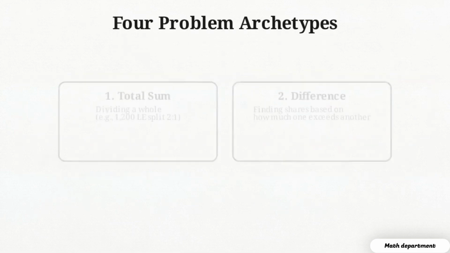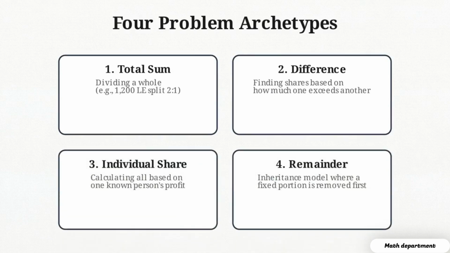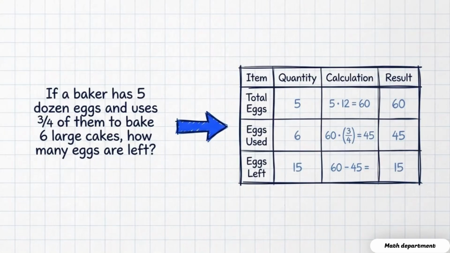These examples represent the primary ways data is presented: as a collective sum, a difference between parts, an individual share, or a remaining balance after fixed expenses. Mastering proportional division is a matter of translating word problems into these distinct table formats, ensuring the math reflects the specific constraints of the situation.